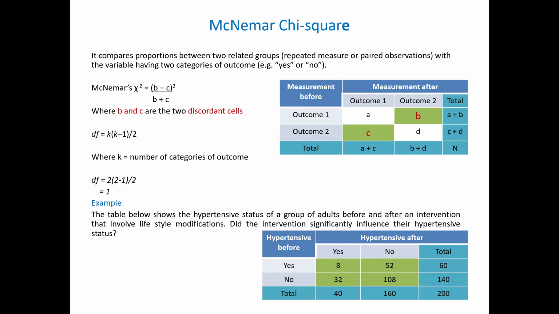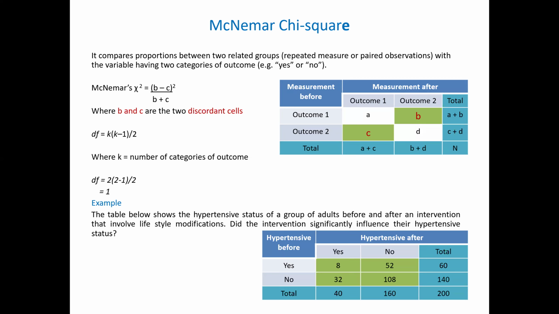Now, maybe you do something, you may not do anything, but you take the measurement again, you come to assess blood pressure again. Maybe after your intervention, you feel the intervention will have improved the hypertension, the blood pressure. In that situation, you come again and measure like the previous. You categorize into hypertensive and non-hypertensive. So the example you see here now is: the table below shows the hypertensive status of a group of adults before and after an intervention that involved lifestyle modification. Did the intervention significantly influence their hypertensive status?